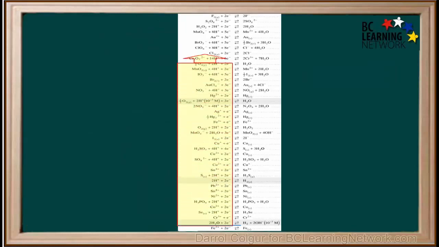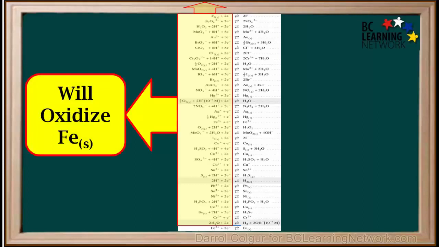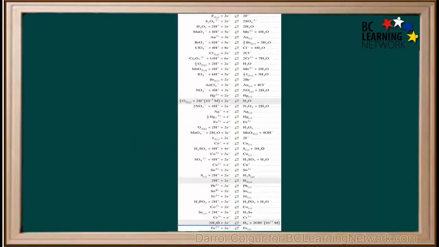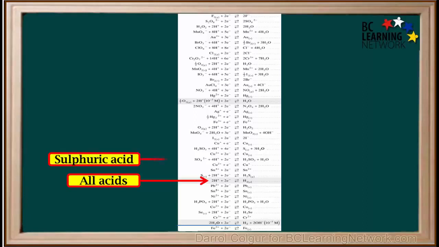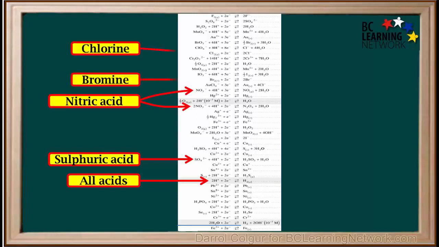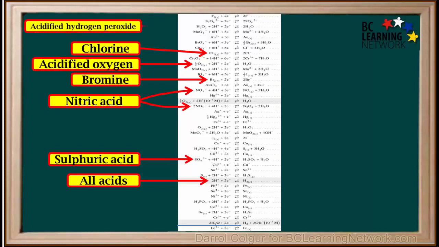Recall that any oxidizing agent above Fe on the left will oxidize solid iron. So if iron is in contact with any of these, this will increase iron's tendency to corrode. This includes some common things, like all acids which contain H+ or hydrogen ions. Sulfuric acid in particular, with hydrogen and sulfate ions, nitric acid with hydrogen and nitrate ions, bromine and chlorine, sometimes found in hot tubs and pools, acidified oxygen, as we discussed before, and acidified hydrogen peroxide, H2O2.